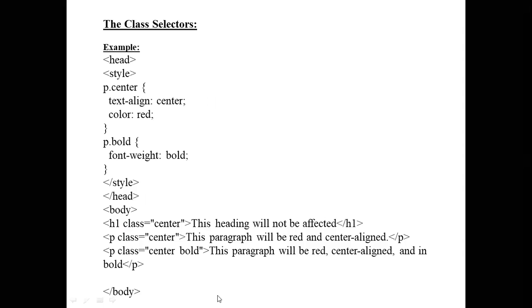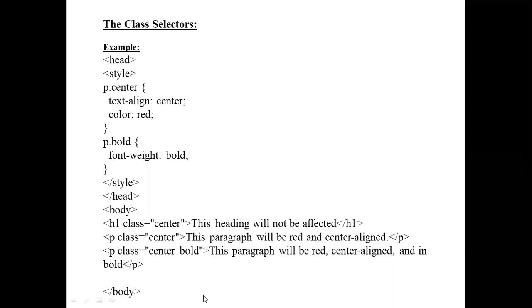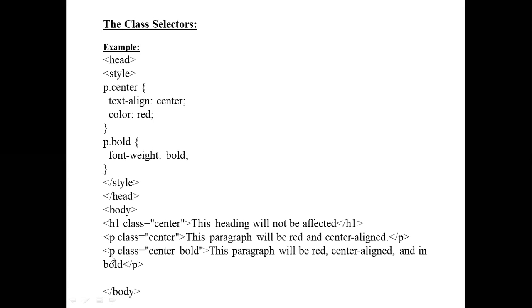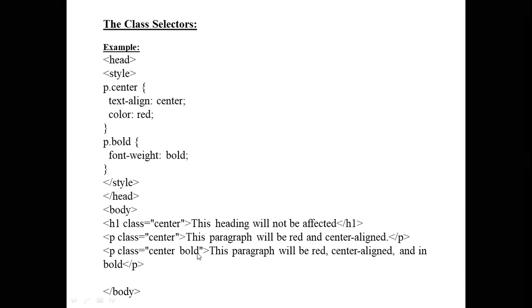Next, the class selector. Class selectors are used to allow different occurrences of the same tag to use different style specifications. Here is an example where we apply different styles to the same tag. Suppose we have a paragraph tag p with class equal to center bold. We apply two different styles to the same tag. That is the main use of class selectors.